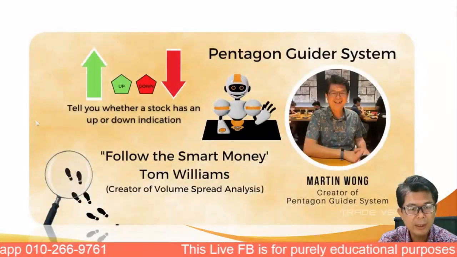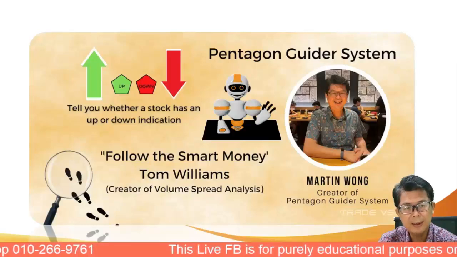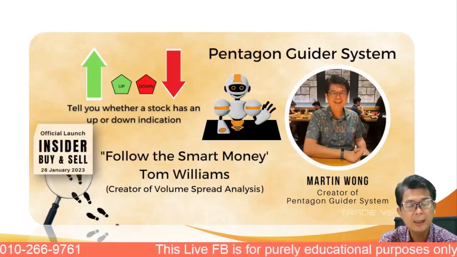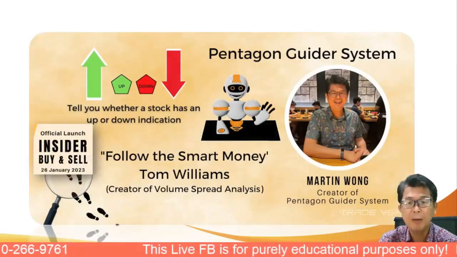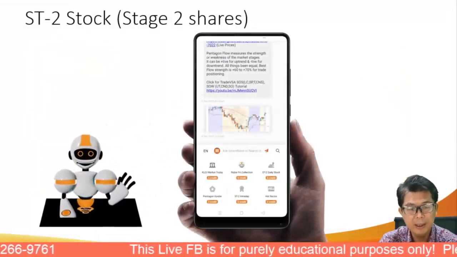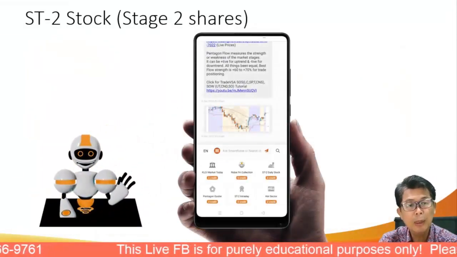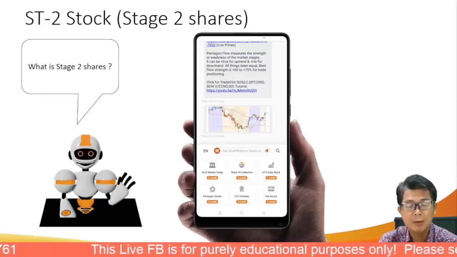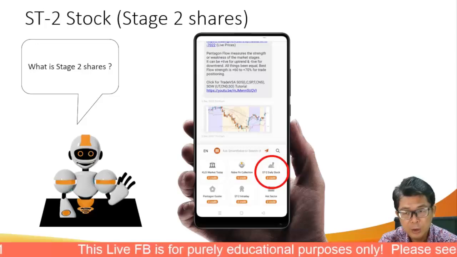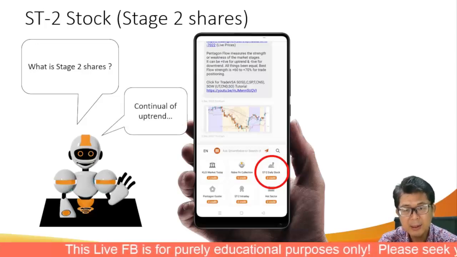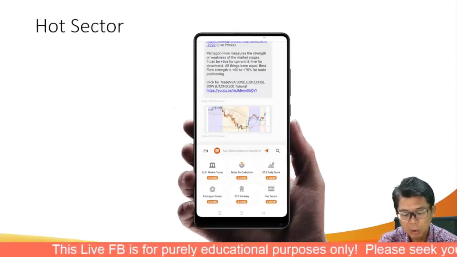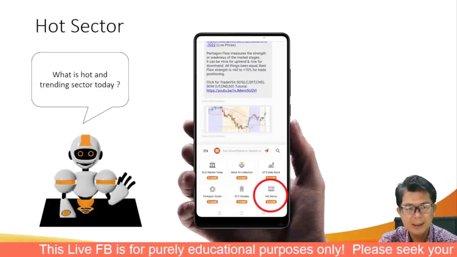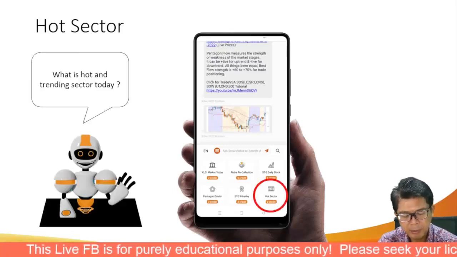So that's all I want to cover this morning. Keep it short and snappy. And of course, Pentagon Guider powered SmartRobie, all the buy calls in here. Stage 2 shares, we will keep it for next session, next Monday. But basically, it does refer to stocks that continue to move higher, a continuation of an uptrend. And also hot sectors, we also cover in the next segment.